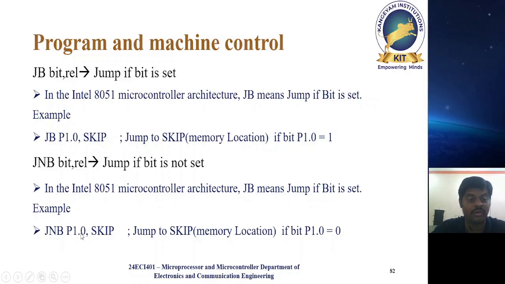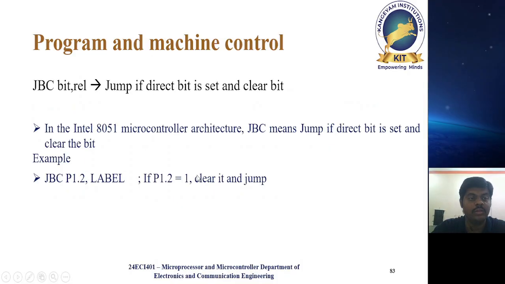If the value of the bit is 0, jump on no bit becomes true condition, depending on which instruction you are using. So these two instructions are used to check the status of the bits. The next instruction is jump on bit and clear the bit.